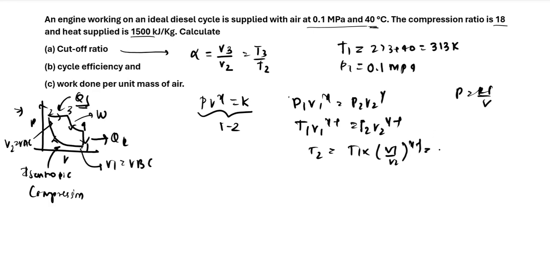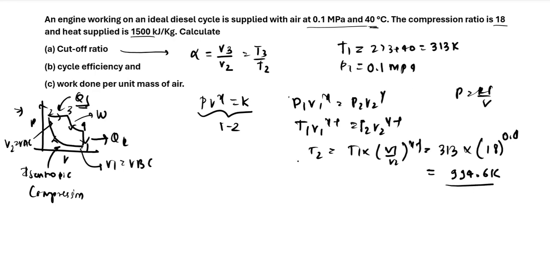So we have T1 as 330 Kelvin, V1 by V2 as 80, and gamma minus 1 as 0.4. If you calculate this, you will get something like 994.6 Kelvin.